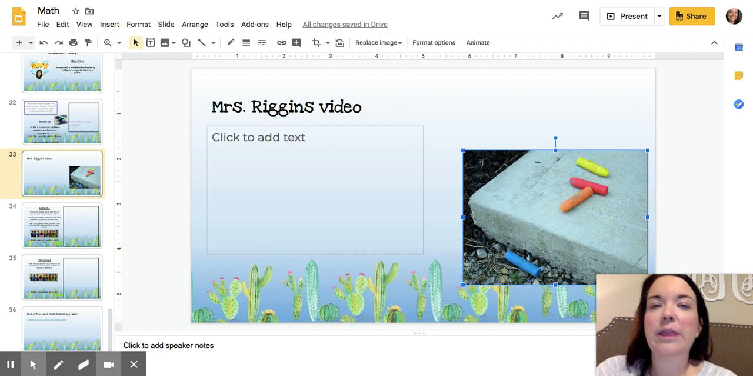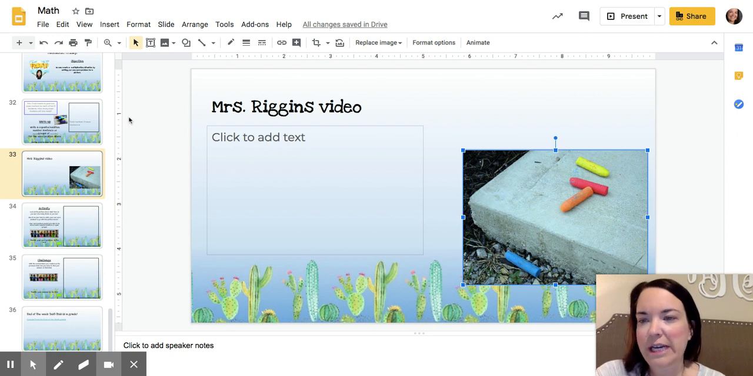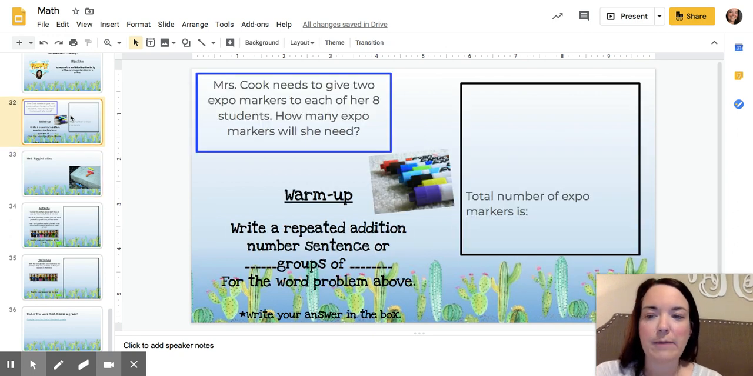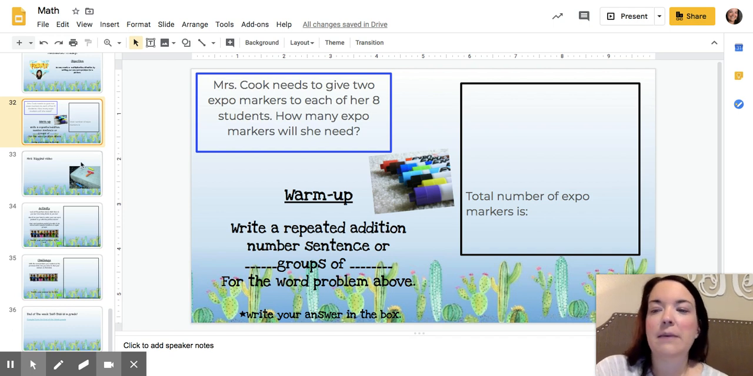So today we are in the Friday piece, the last part of our math puzzle for the week. Just looking at our screen here, you all had your warm-up today on slide 32, and you had to complete a word problem, a mathematical situation, something that happened that you were looking for the total for.